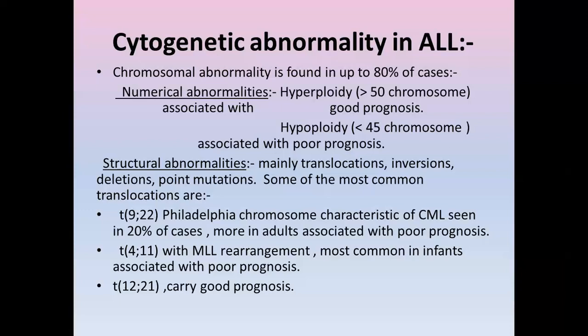Another form of translocation is translocation between chromosome 4 and 11 with MLL gene rearrangement, most common in infants, associated with poor prognosis. And lastly, translocation between chromosome 12 and 21, which also carries a good prognosis. Translocation 12, 21 carries a very good prognosis.